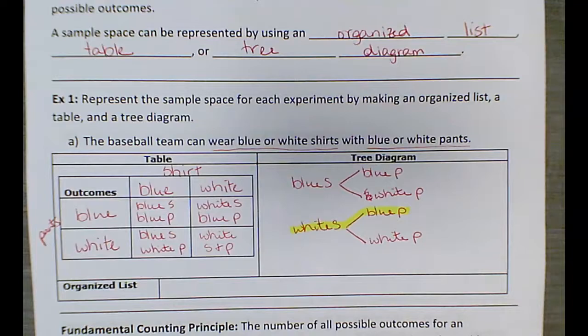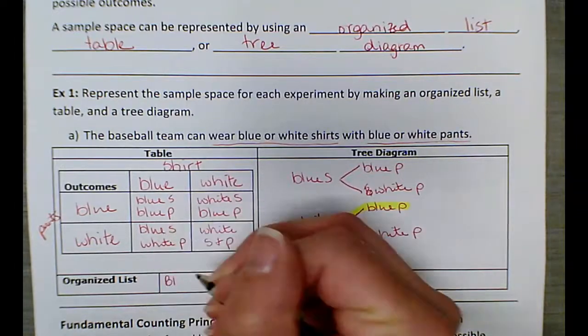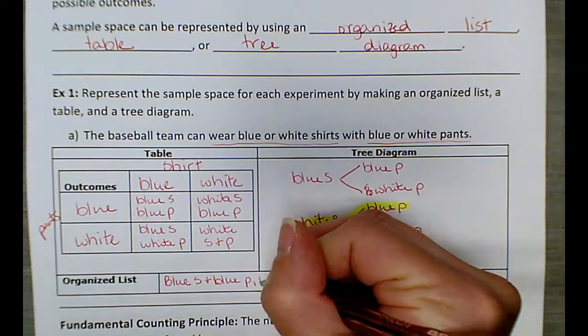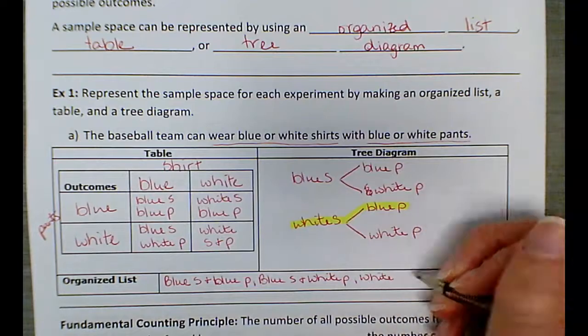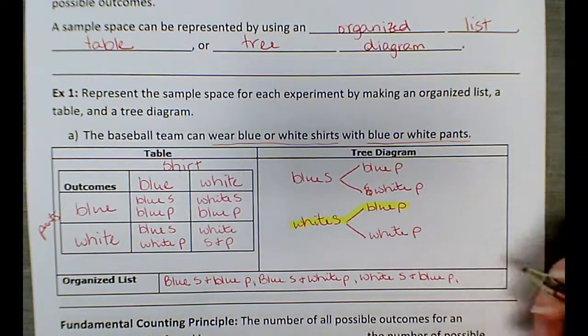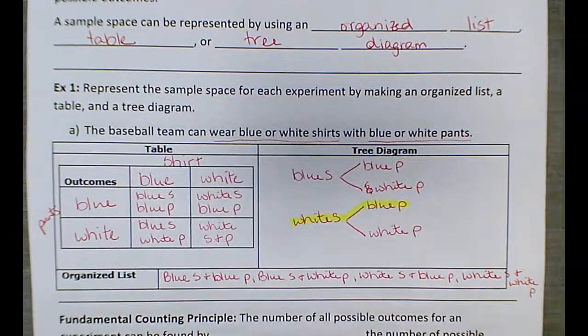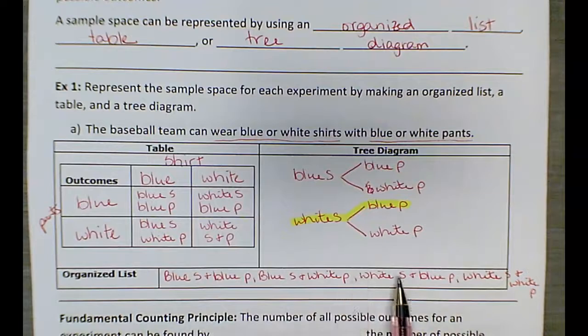And then finally, an organized list is just listing out all of the possible outcomes for this experiment. So either the baseball team can wear blue shirt and blue pants, or blue shirt and white pants. They could wear a white shirt and blue pants, or a white shirt and white pants. Those are the possibilities, and we just listed them out in a string of possibilities, our list. So this is a sample space. The sample space has 4 possible outcomes, 4 paths to follow here, 4 items or pairs listed in the organized list.